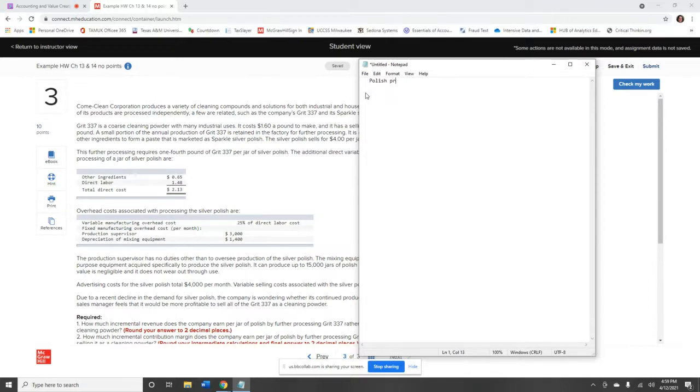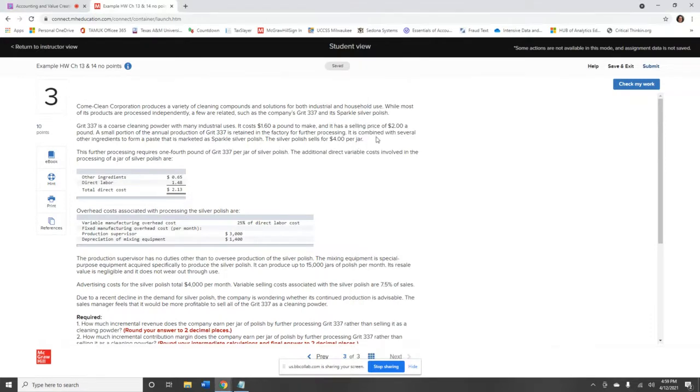So polish price equals 4. Then I can subtract out 1/4 pound of grit, because I could just sell the grit. How much is the grit? It's $2 a pound. So a quarter pound would be 50 cents. It would take 4 to make a pound. It's $2 a pound, so 2 divided by 4 is 50 cents.